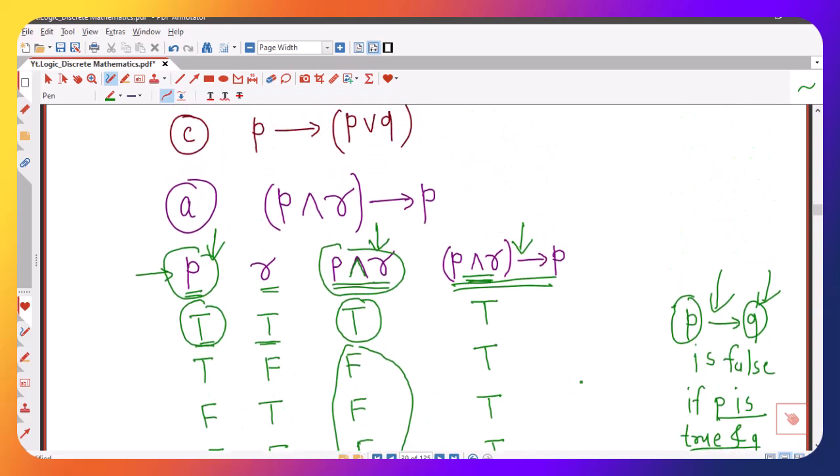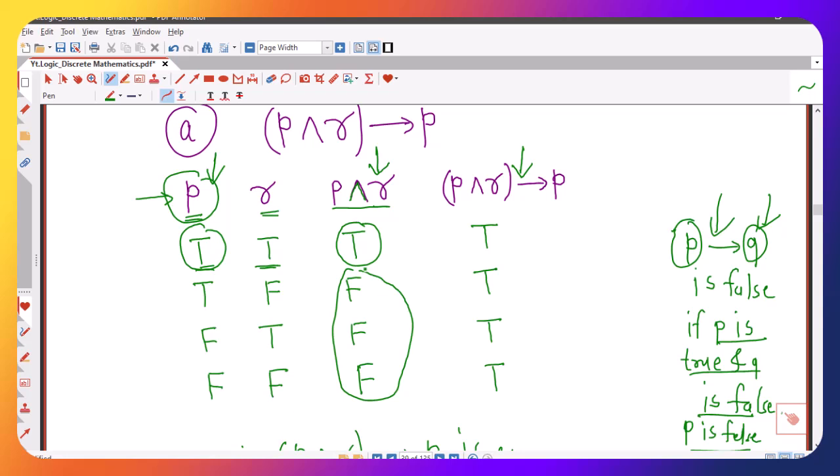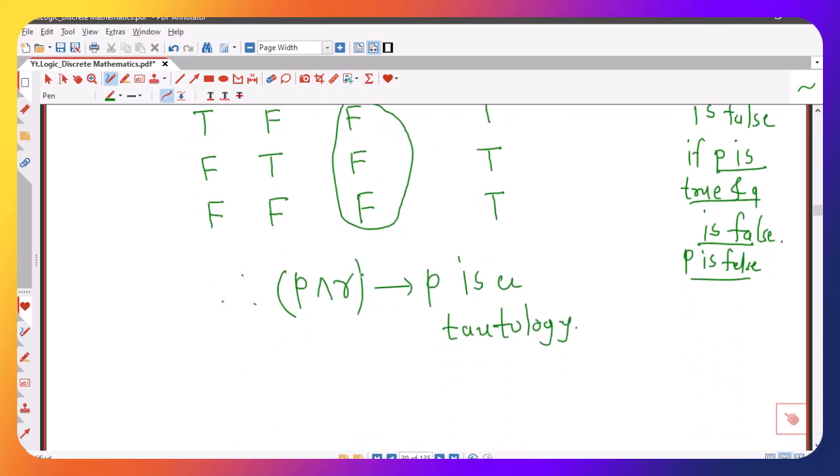So it is very easy to decide whether a given statement is a tautology or not. All we have to do is construct the truth table corresponding to that compound proposition, and then check the column corresponding to that statement formula. If all the values have truth value T, then we have a tautology.